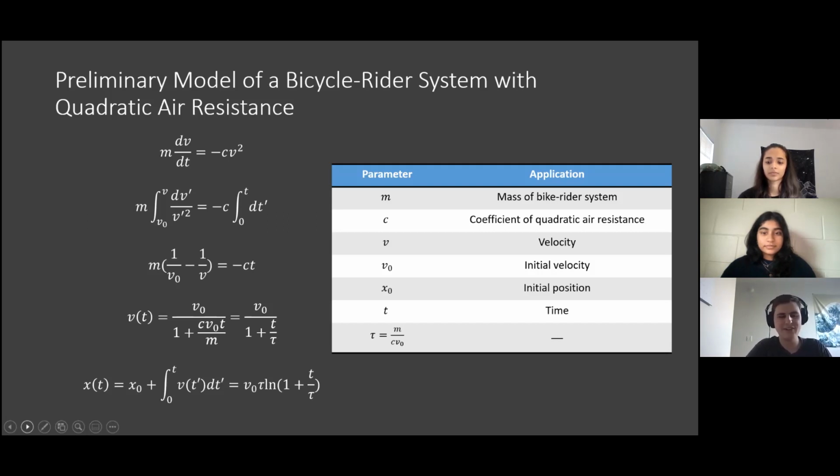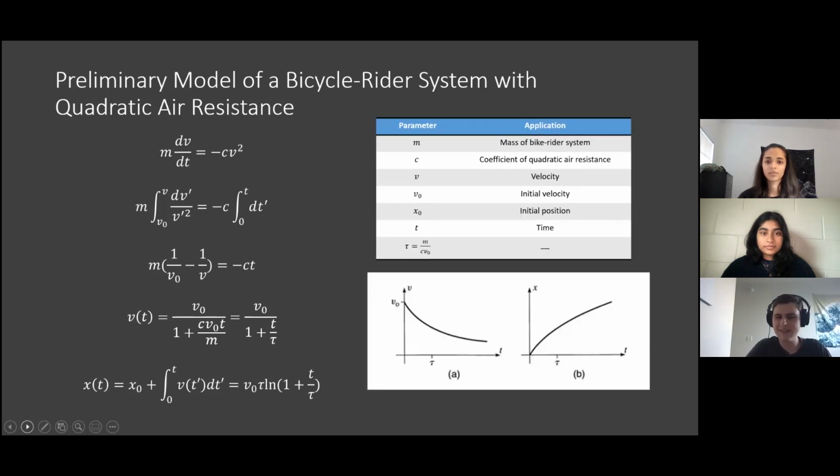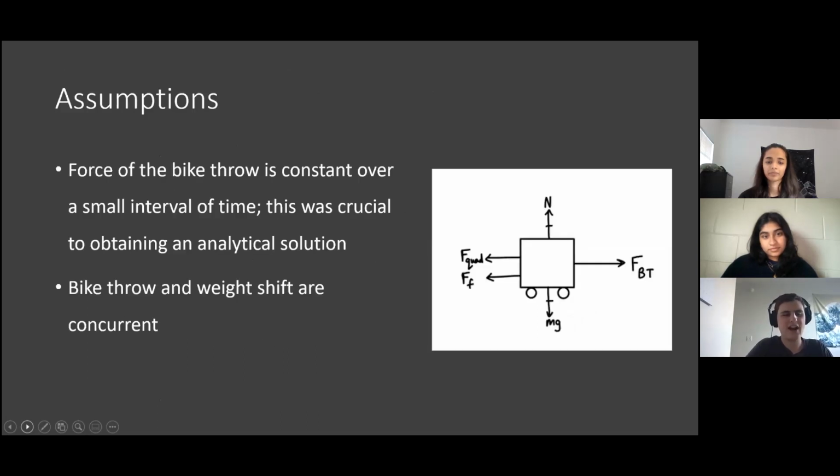We used a very similar strategy in our actual model, so this methodology is very important for our model with the bike throw. We also have a few graphs next, and the left graph represents velocity versus time, and the right graph represents position versus time of this simple model. Next slide.